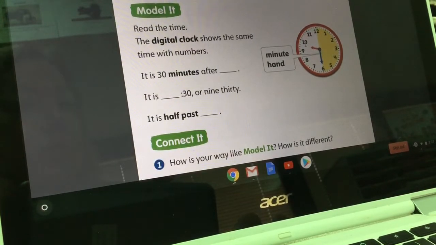The hour hand is approaching the 10. It's getting close to the 10, but it hasn't hit the 10 yet. So it's 9:30. Remember, our hour hand was pointing perfectly to the 9 when we started the hour, but as the minute hand moves around the clock, that's where it ends up.